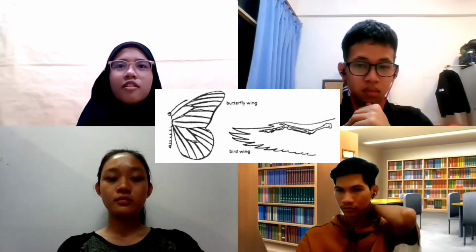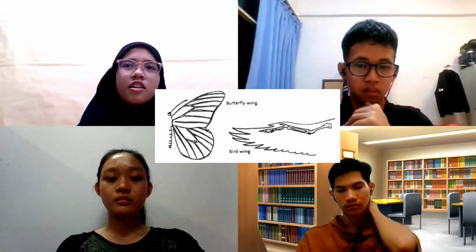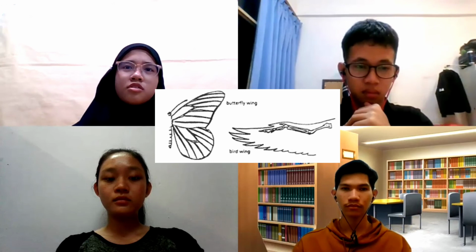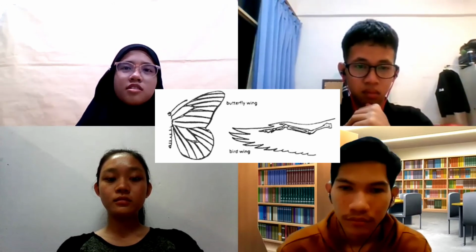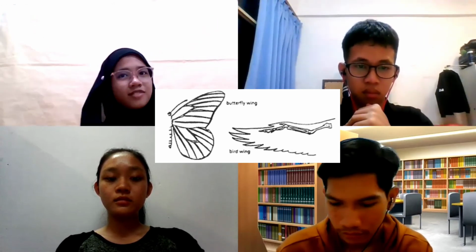For analogy, for example, the wings of birds and butterflies are both analogous adaptations for flight. But the fossil record shows that they do not share the same ancestor. Next.